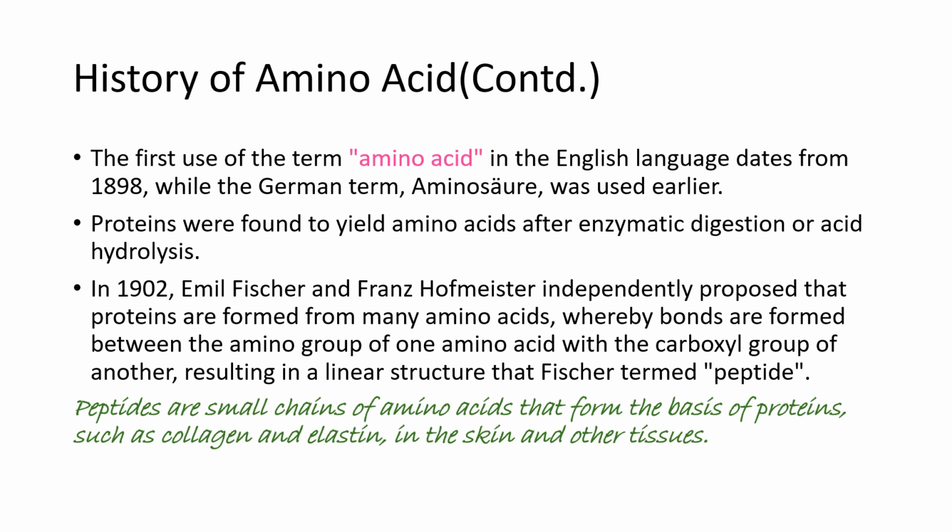Peptides are small chains of amino acids that form the basis of proteins such as collagen and elastin in the skin and other tissues. So collagen is very important, it keeps your skin stretchy, right? And this is exactly why a lot of people nowadays eat collagen powders. You also make collagen milk, I guess, right? So that is very important. I eat 5 oranges to increase collagen, right? So it keeps your skin very active, very youthful and young.